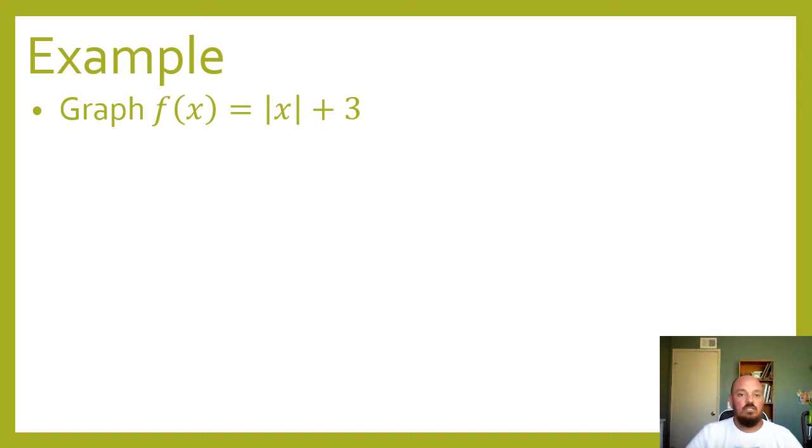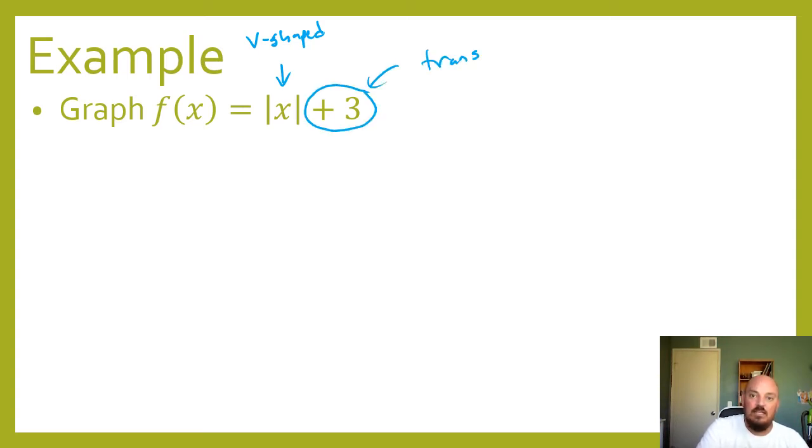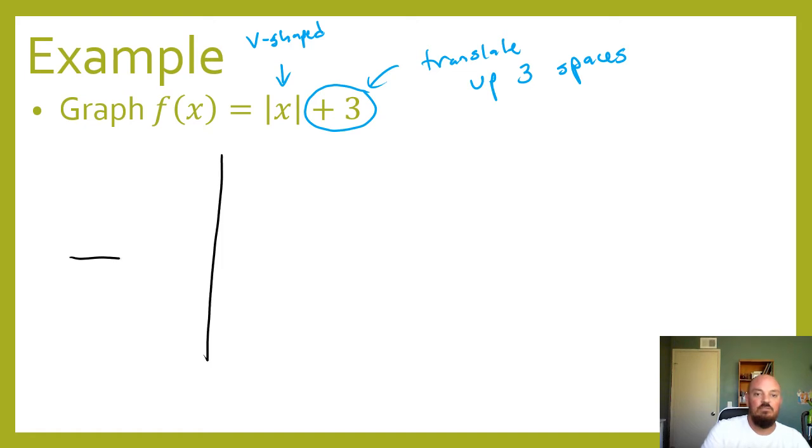Let's graph f of x equals absolute value of x plus 3. Now the key to doing this graph is to know that this is absolute value of x. That's the V-shaped graph that we just learned earlier today. Then this plus 3 means we are going to translate it or shift it up 3 spaces. And that's it. So let me start with a blank graph here.